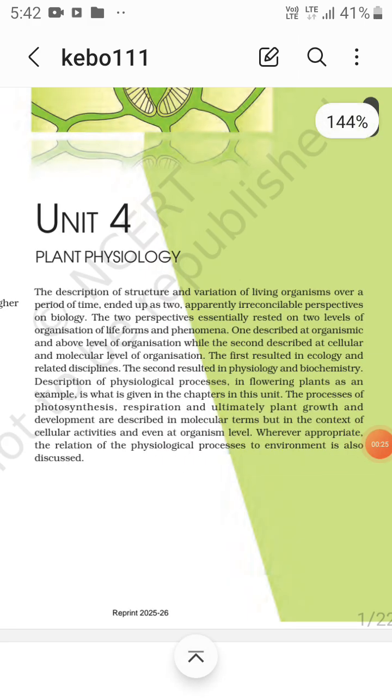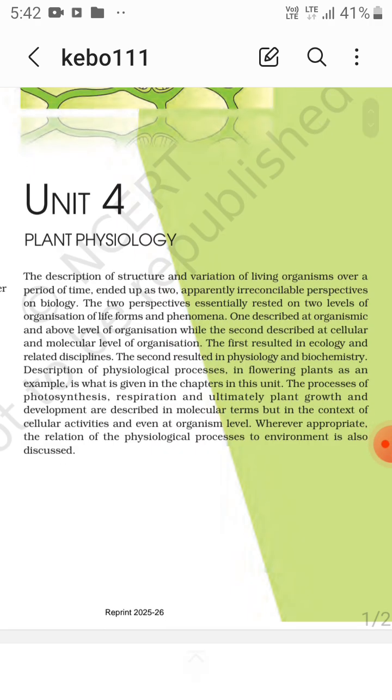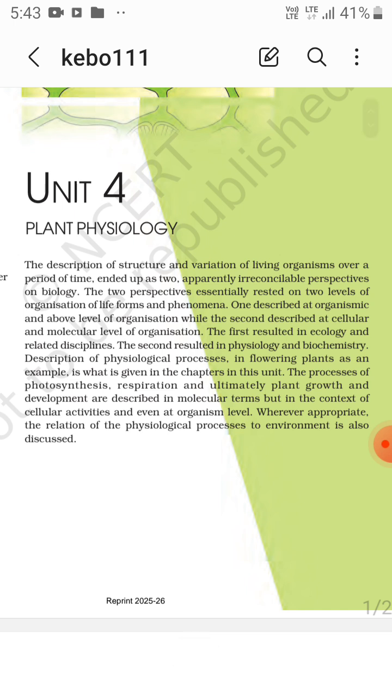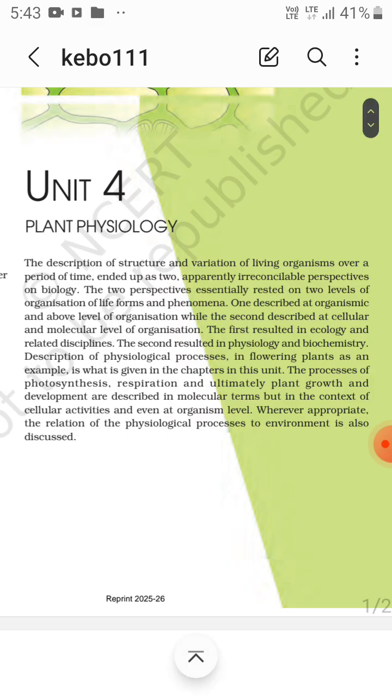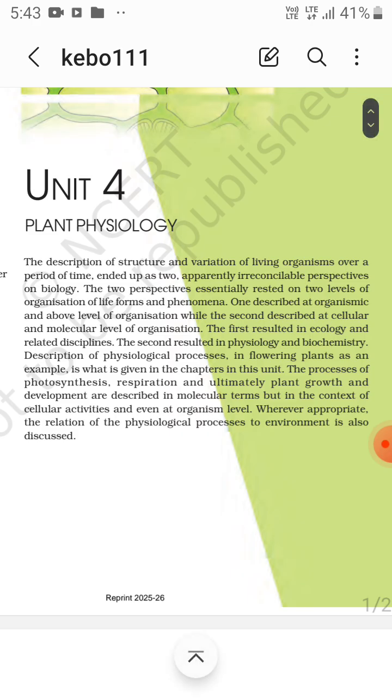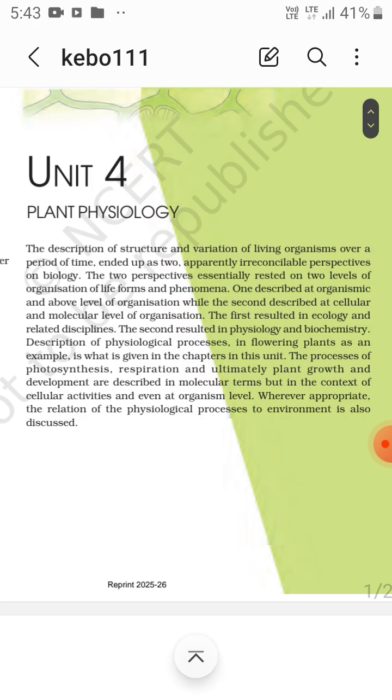Okay, so I got something important in this paragraph. The two perspectives essentially rested on two levels of organization of life forms and phenomena. One described at organismic and above level of organization, and the second described at cellular and molecular level of organization. The first, the organismic level, resulted in ecology and related disciplines. The second, the cellular and molecular level of organization, resulted in physiology and biochemistry.